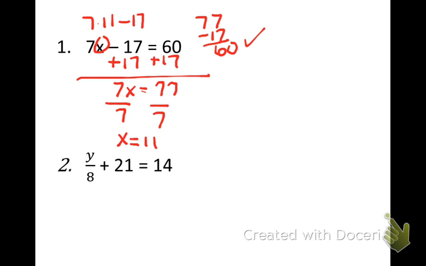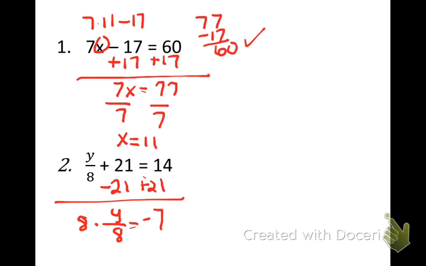Problem 2, again, find the side with a variable. We want to get rid of the 8 and the 21, so we're first going to get rid of the 21. It's being added, so the opposite would be subtract. We get y over 8 equals, again, you use your change, or add the opposite. You're going to get negative 7 over here. The opposite of divide by 8 would be multiply by 8. Show it up here, and you're going to get y equals negative 56. The signs are different, so your answer is negative.